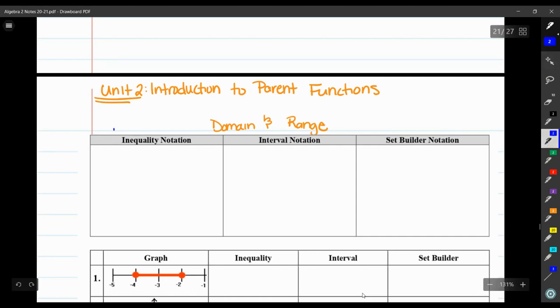The inequality notation you learned back in Algebra 1. We're learning interval and set builder in Algebra 2. So let's review the inequality notation.